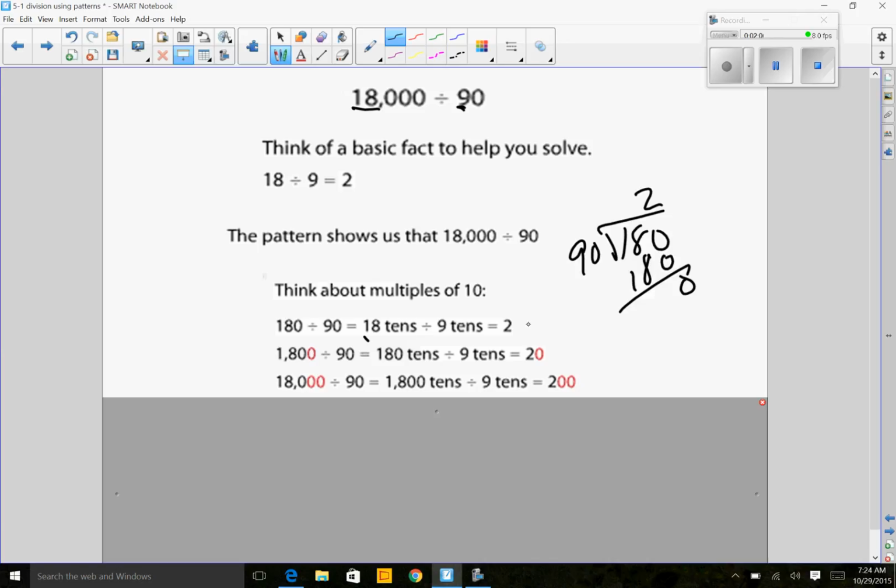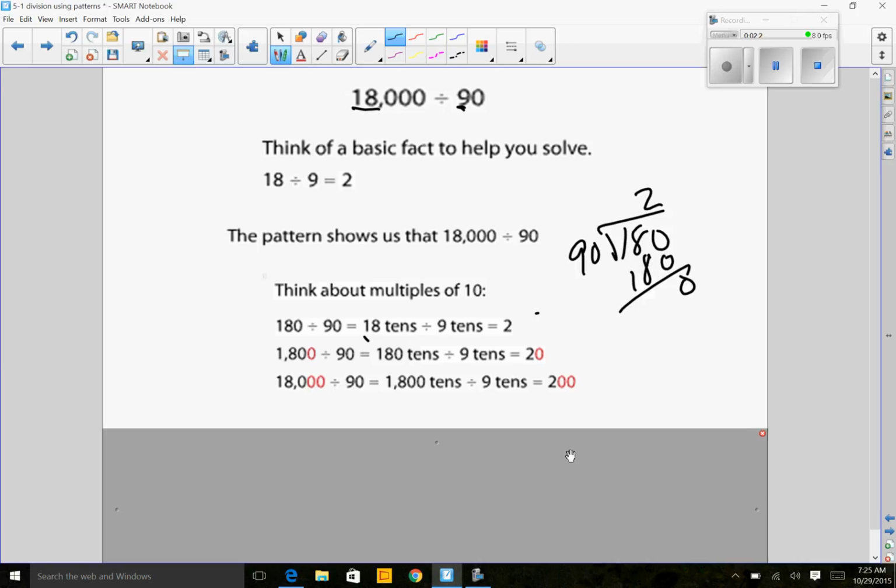Notice what happened over here. We kept adding one more 0. So it was 1 0 here, 1 0 here, so there was no zeros. 2 zeros here, so 1 0 there, so 20. 3 zeros here, 1 0, 2 0. So you can start to see a pattern maybe emerging in exactly how we do this. So we would say 18,000 divided by 90 would be 200. So our basic fact is still 18 divided by 9 is 2.